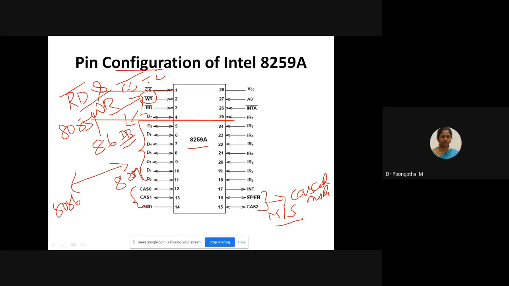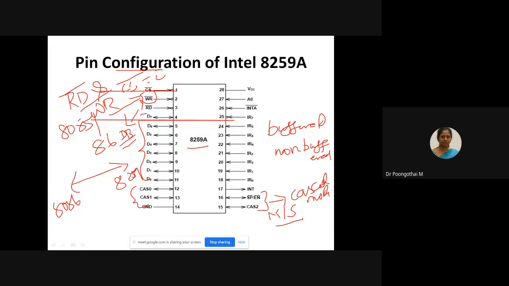And this SP bar, EN bar, this particular pin is a bidirectional pin, that is, a dual function pin. Actually, the 8259 chip is programmed in two modes. One is buffered mode, the other one is non-buffered mode. Buffered and non-buffered. Please note it down.